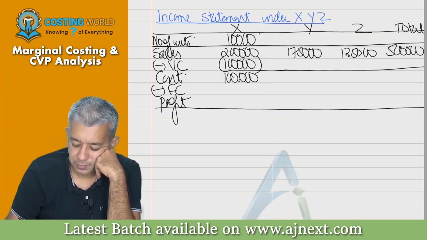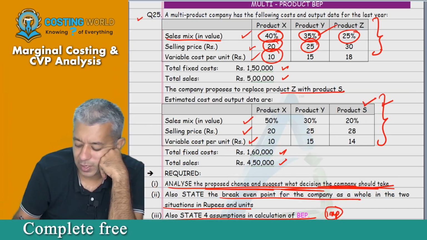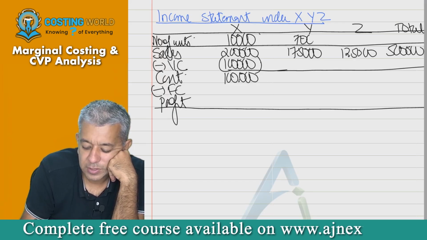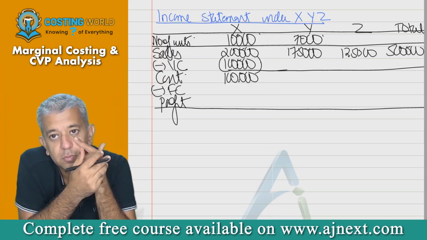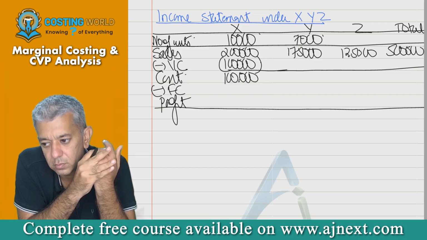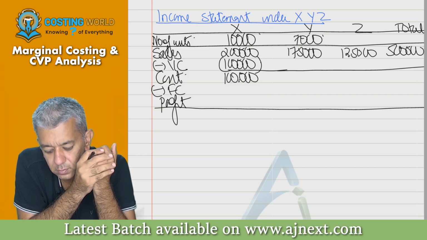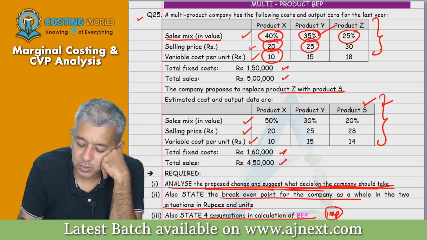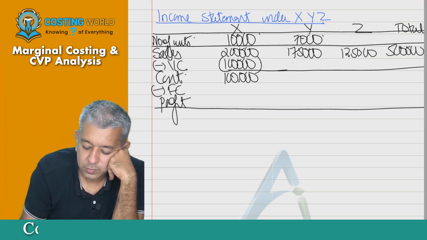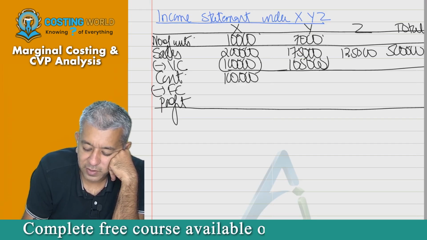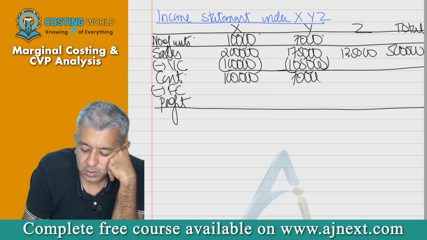Further, 1,75,000 divided by 25 is 7,000 units. 7,000 into 15 is 1,05,000 variable cost. Contribution is 70,000.